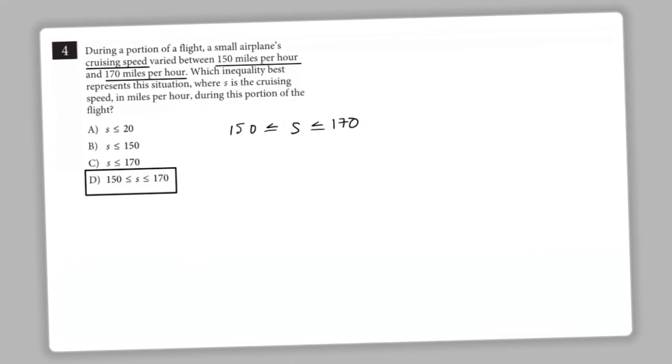Question 4. During a portion of a flight, a small airplane's cruising speed, so this is speed, varied between 150 miles per hour and 170 miles per hour. Which inequality best represents this situation where S is the cruising speed in miles per hour? So S is max 170 and minimum 150. So D is the correct answer.